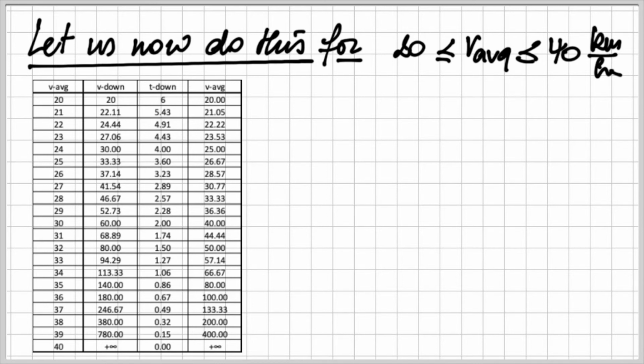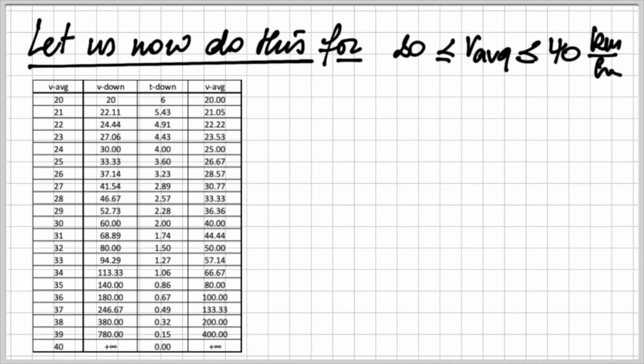We have always said the average maximum that we wanted to have was 40 kilometers per hour. For 20, we find 20 minutes to go down. At 25, we found a speed going down of 33.33. When we look at 30 kilometers per hour as an average, we have to go down at 60 kilometers per hour. And when we make the average here, we find basically the values that we calculated.